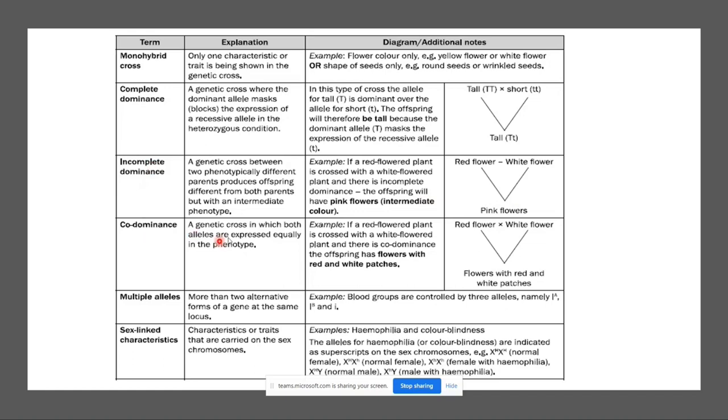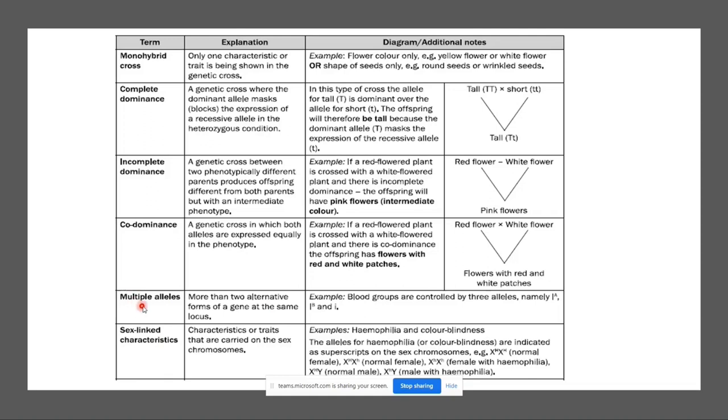Codominance is a cross in which both alleles are expressed equally in the phenotype. So if I have a red flower plant that crosses with a white flower plant, I get flowers with red and white patches. This is very common in our animals. You get dogs with white patches. Are you with me? So white or black is not dominant. Both of them are expressed, so we speak of codominance.